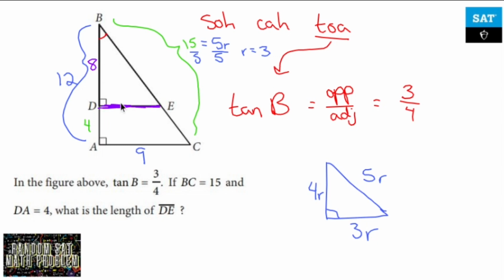This little triangle is similar to this big triangle. They're going to keep all of the same ratios. So if 8 is 2/3 of 12, then DE is going to be 2/3 of 9. 2/3 of 9 is 6. So the measure of DE is 6. Very trigonometric problem. I like that stuff though.